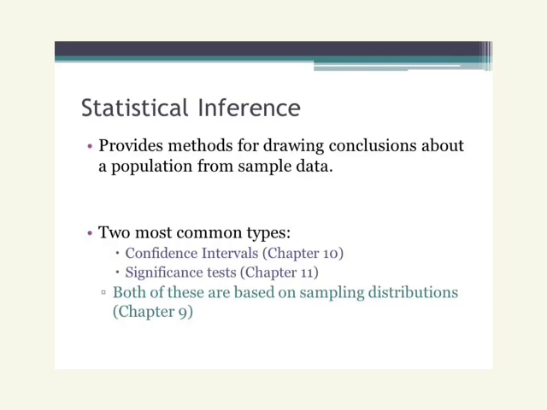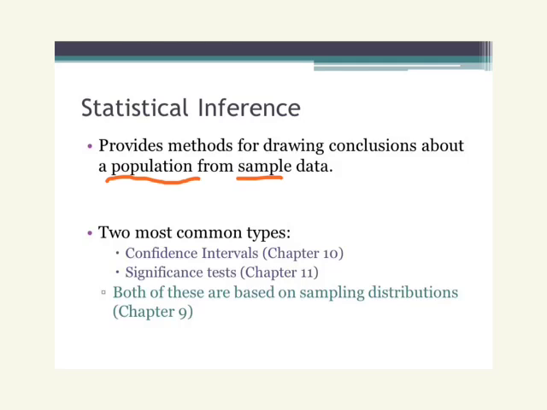We want to start today the same way that we started Chapter 10. When we talk about statistical inference, we want to keep in mind that the big idea behind this is that we're trying to draw conclusions about a population from sample data. That's going to continue to be our focus not only here in Chapter 11, but throughout the rest of the chapters that we deal with here in AP Stats as well.